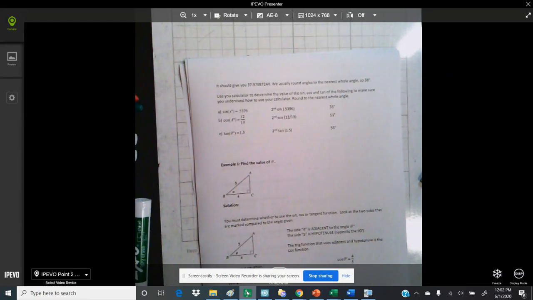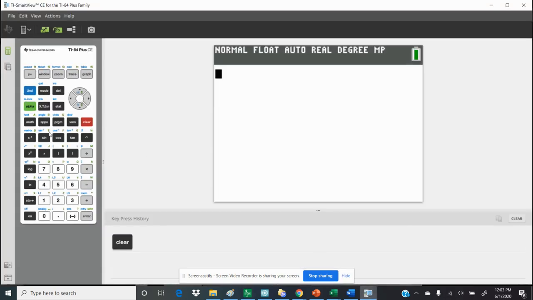Right, so now we're going to use our right triangle trig to find angle measures. Before we do that, I want to show you where that is on your calculator. Anytime you're trying to find a side measure, you're going to use sine, cosine, or tangent. But if you want to find an angle, you have to use what's called the arc sine or the arc cosine or the arc tangent.